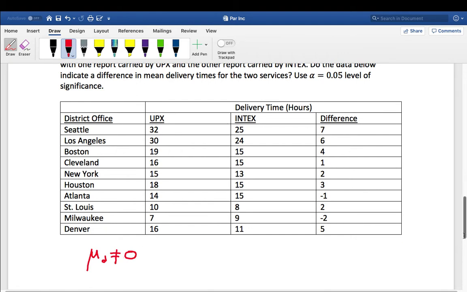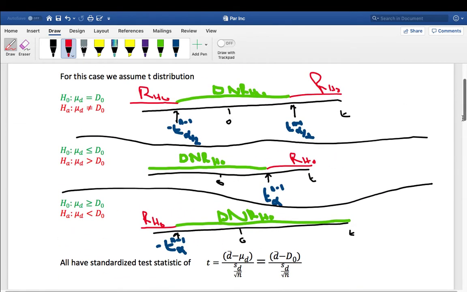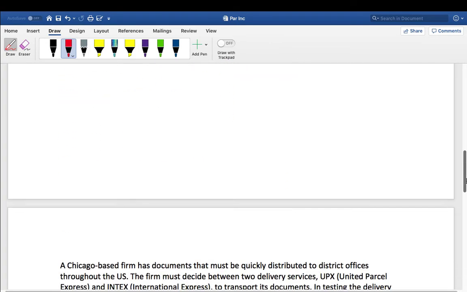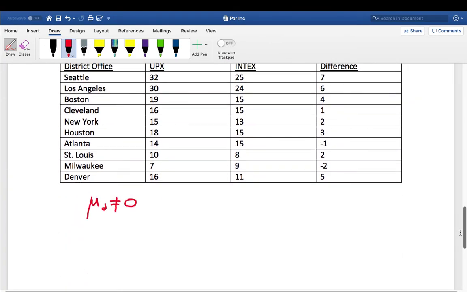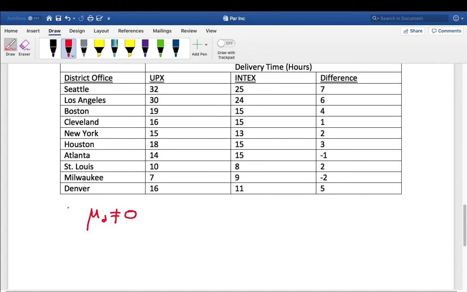And again, if we just go back up, we're going to see that when we have a mu d not equal to some value, it's going to be this first scenario, which is going to be a two-tail test. So to solve this, we're going to have to do a two-tail test. This will be our alternative hypothesis. Remember, we always have to stick to the conventions that we're given. And the null hypothesis, H0, is going to be that the mean difference is equal to 0.